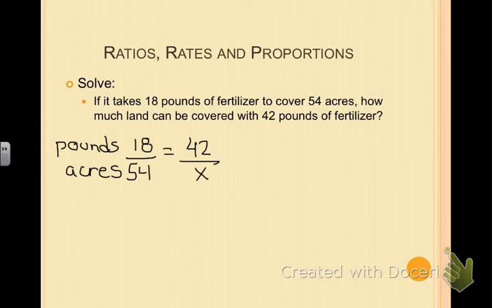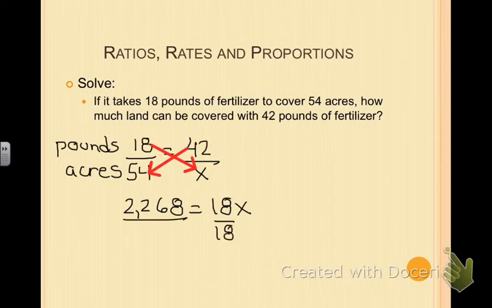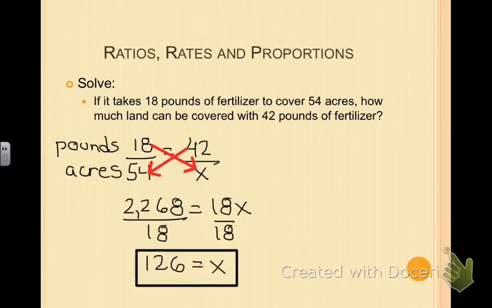Now, find the cross products. 42 times 54 and 18 times x. This gives us the equation 2,268 equals 18x. To isolate the variable, we need to divide both sides by 18, giving us 126 equals x. Therefore, 42 pounds of fertilizer will cover 126 acres.